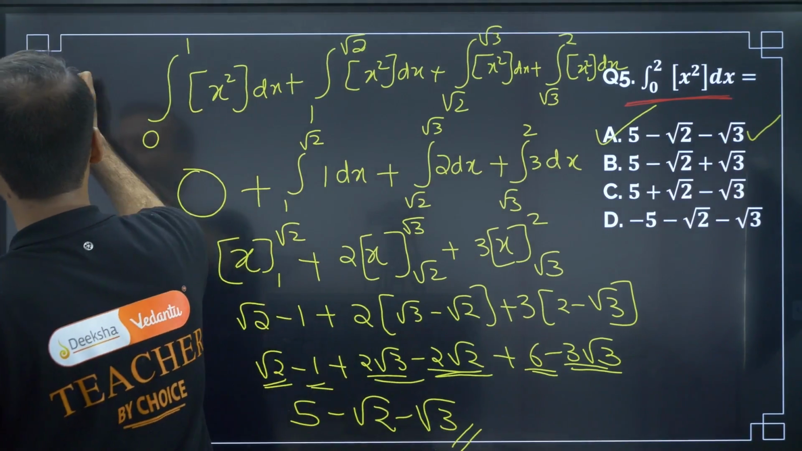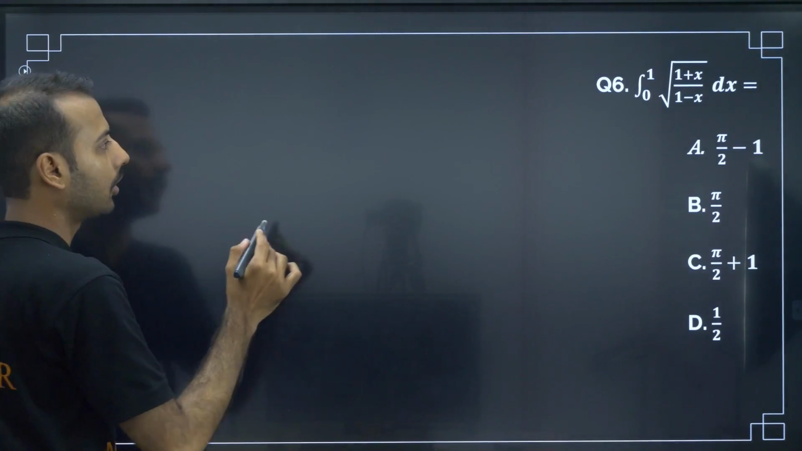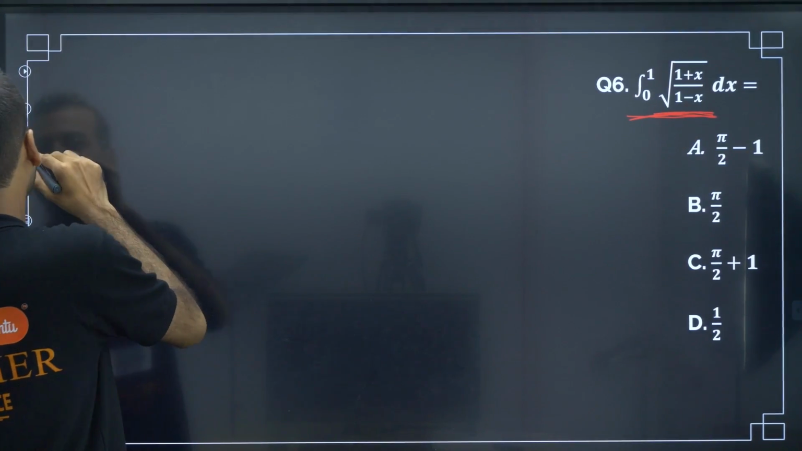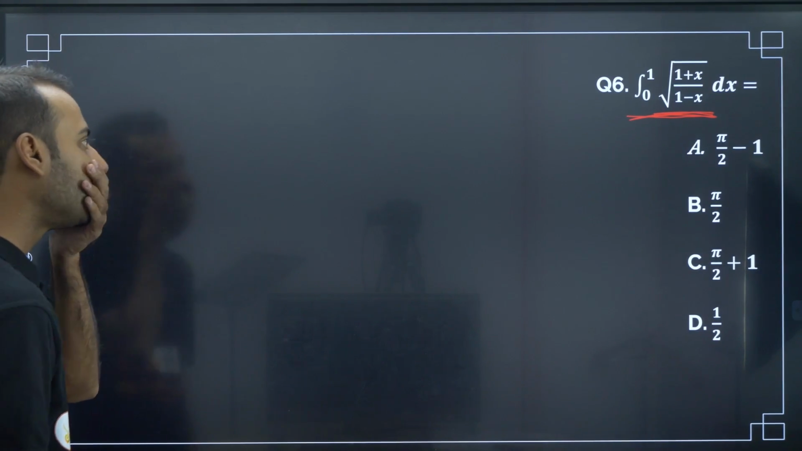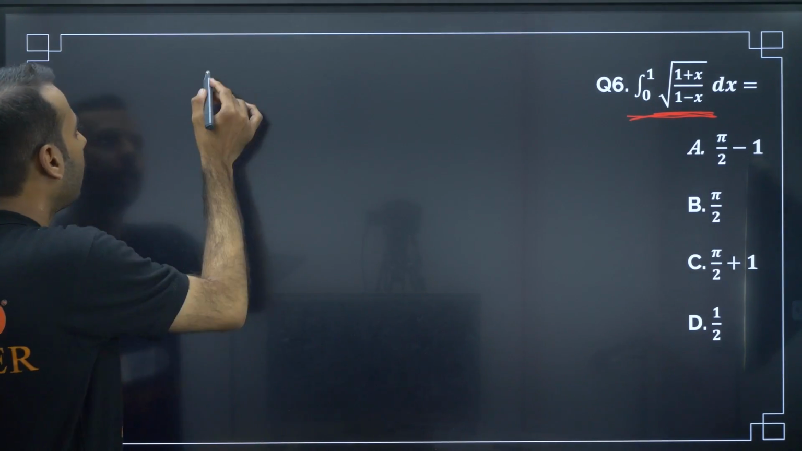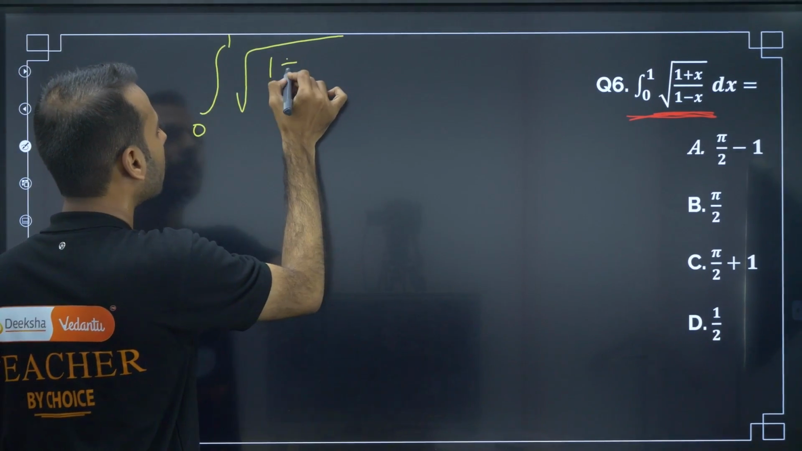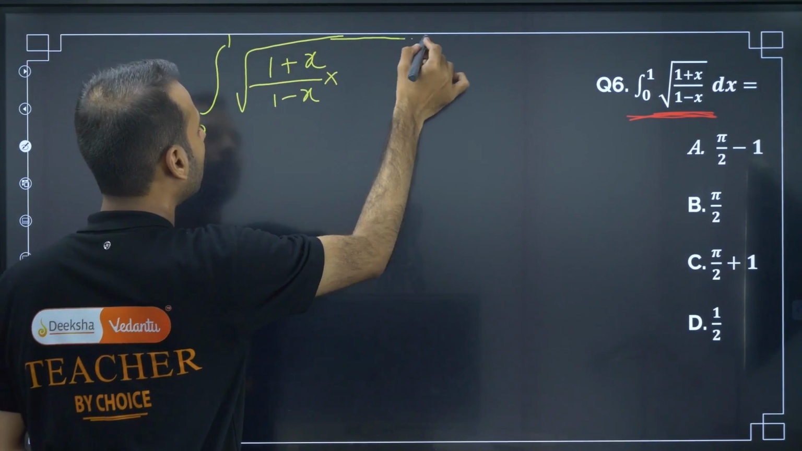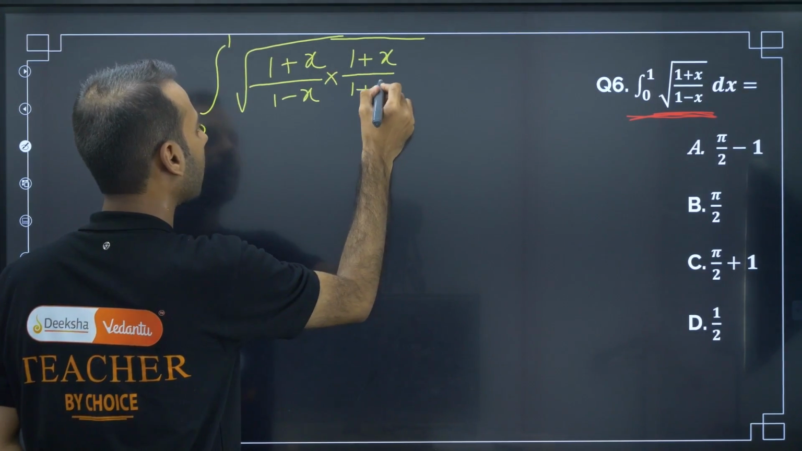Moving on to next question. They have asked us one question, integration of this. They are asking to find integration of this. So for this, how to approach this problem? 0 to 1, 1 plus x. Let me copy that question first. Root of 1 plus x by 1 minus x, into, let me write 1 plus x and 1 plus x.